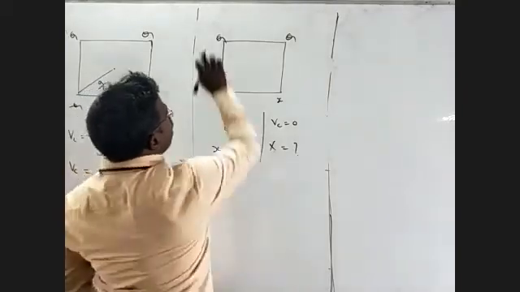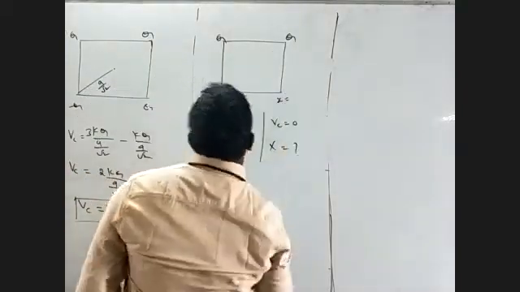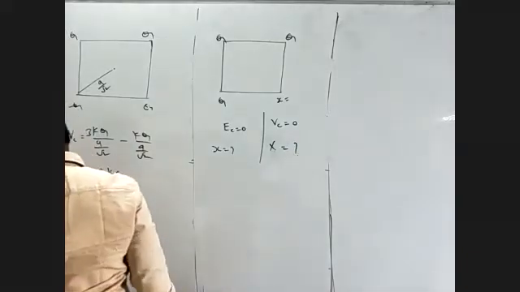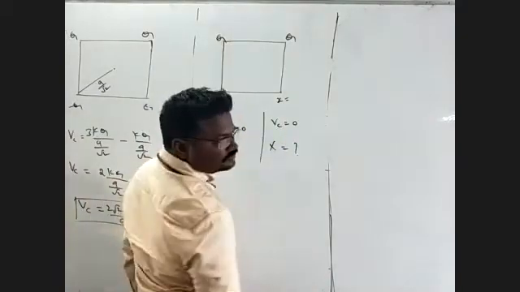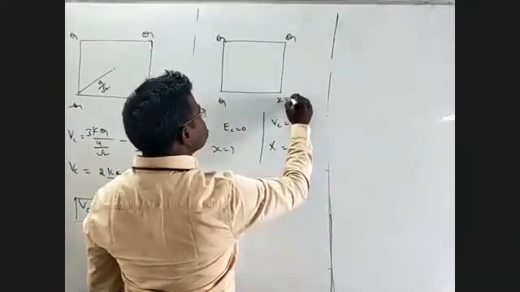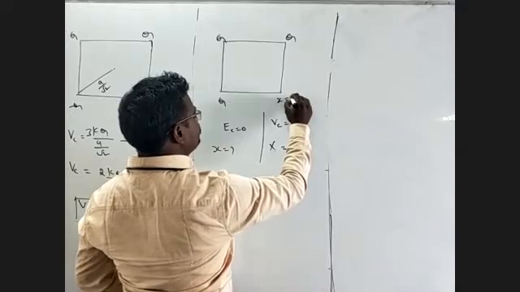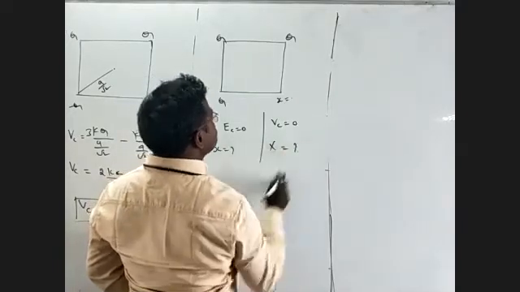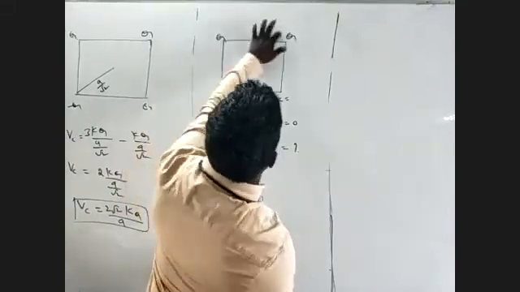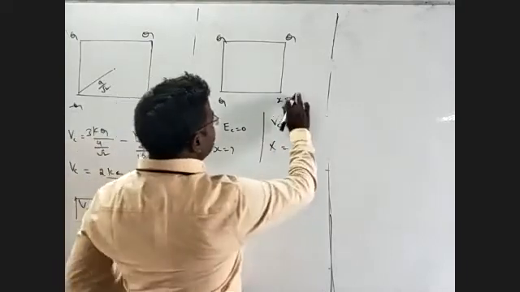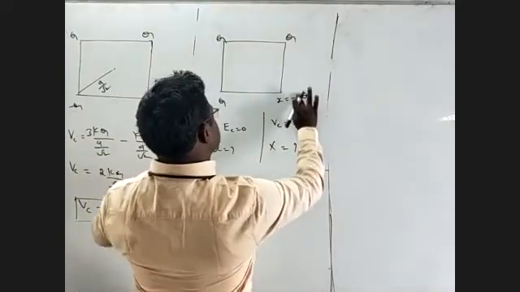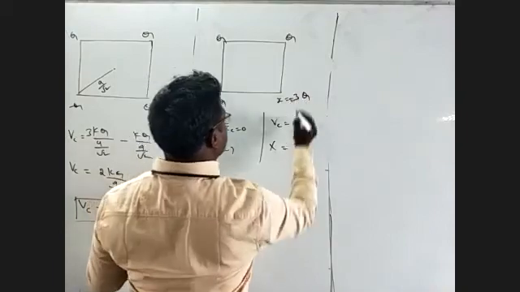This is Q, Q, Q, and this is X. VC is equal to 0 means we are taking Q, Q, Q, 3Q. For example, I'm taking X as minus 3Q. How much value are we taking? I'm taking minus 3Q.